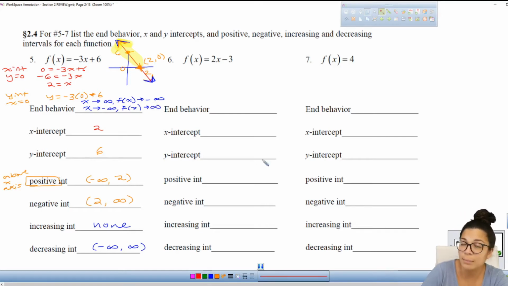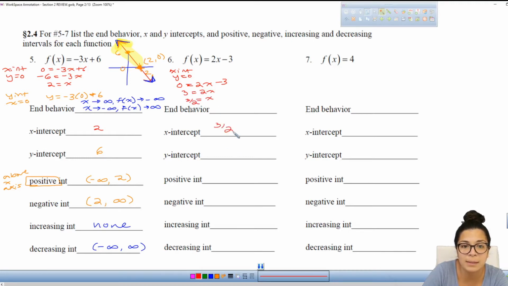Okay, let's do the next one, number 6. For the x-intercept, let's go ahead and just solve for that. X-intercept: y equals 0. If we set y to equal 0, we get 2x minus 3. Add 3 on both sides, we get 3 equals 2x. Then divide by 2 on both sides, we get x equals 3 over 2. Now, 3 over 2 as a decimal would be 1.5. That's going to help us when we are graphing.